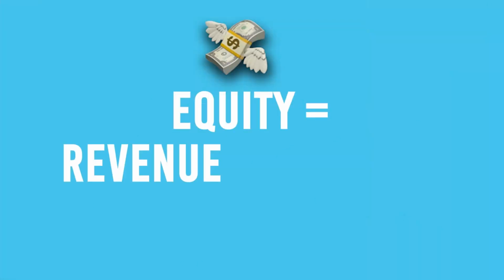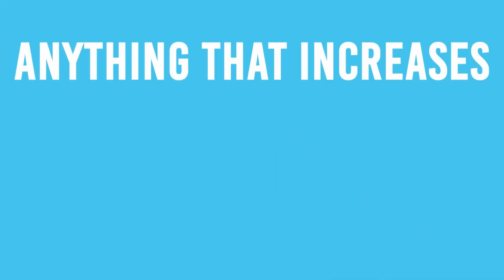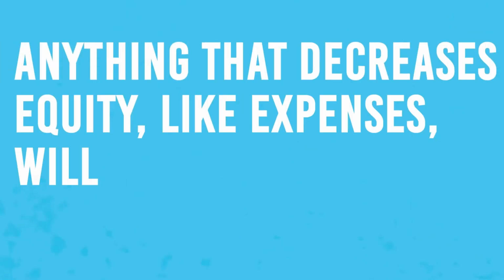Equity consists of revenue minus expenses. That's because equity is what your company is worth, and that is increased by revenue and decreased by expenses. So because equity is on the right side of the equation, anything that increases equity, like revenue, will be increased by a credit. And anything that decreases equity, like expenses, will be increased by debits. So that might be kind of confusing, but if we use a few examples, you'll see how it actually becomes rather intuitive when you think about it.